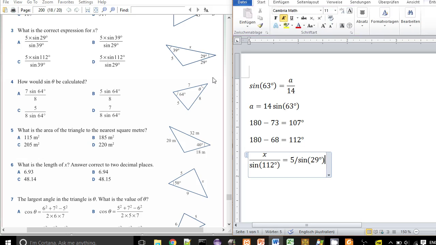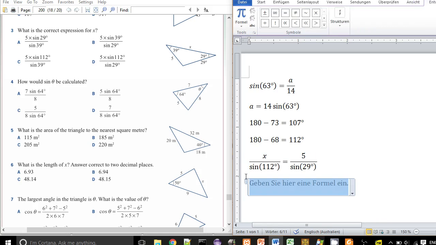Okay. And then I need to get rid of the sine 112. So I need to move it over here, multiply by it. So x equals 5 sine 112. The reason I keep writing degrees is because otherwise you can sometimes forget the difference between an angle and a side.